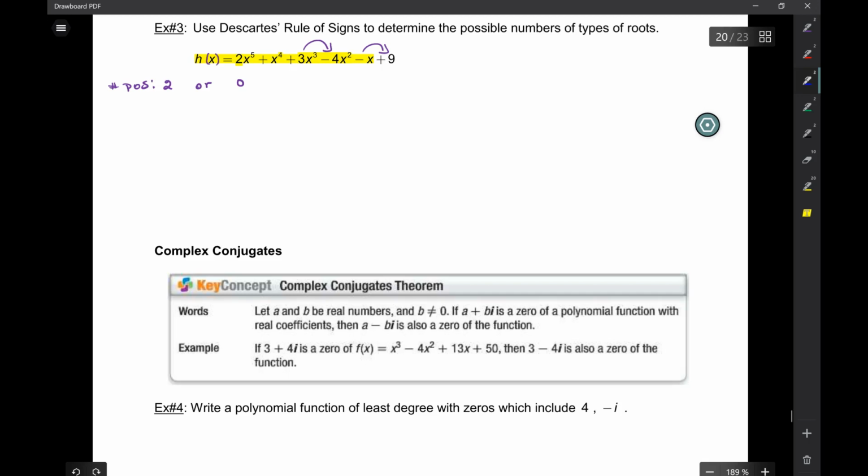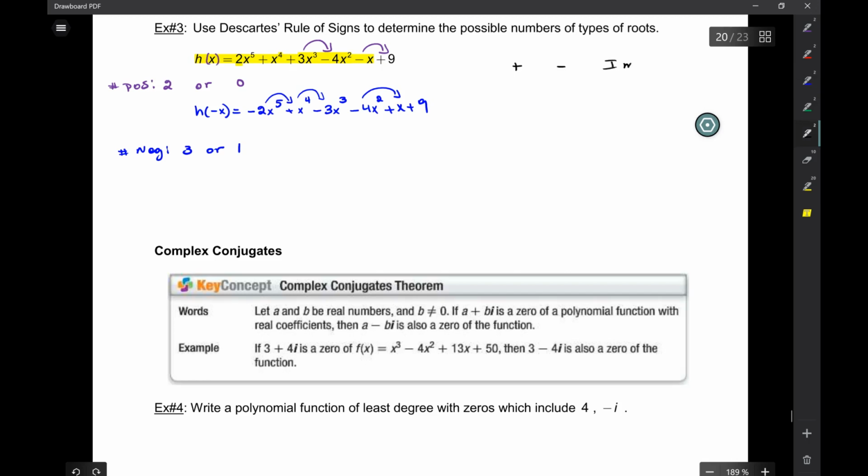Now, I want to find h of negative x. Remember what we said before. Whatever has an odd exponent will flip signs. So it'll be negative 2x to the 5. X to the 4 stays. Negative 3x cubed. Negative 4x squared. Plus x plus 9. Okay? So now, how many times does it alternate? 1, 2, 3. Right? So number negative, 3 or 1. So now we make our chart.